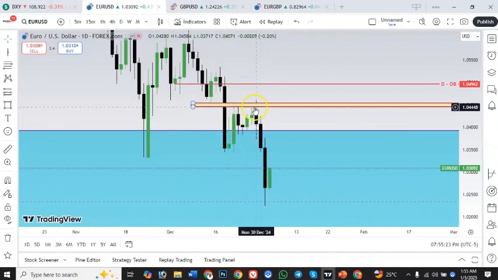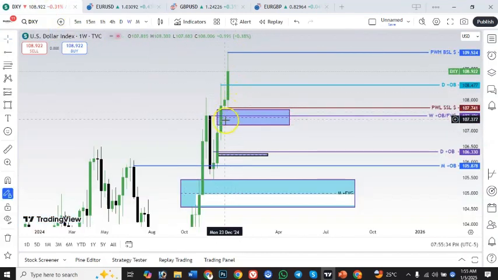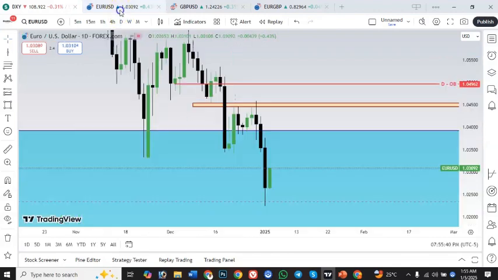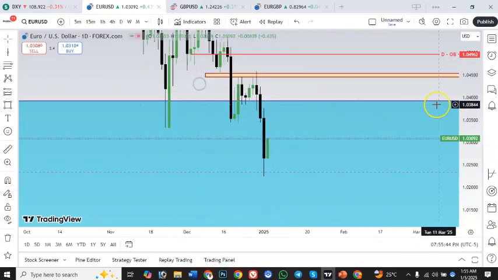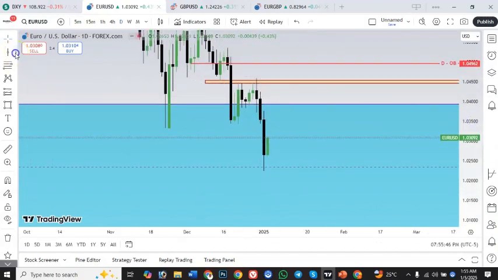Look at the weekly fair value gap right here. So now what I'm looking to see is I will be watching them here. I'll be watching EU right here. I'll be watching DXY. The moment DXY is trading here, that is when I will go close to the chart. Then I will see where EU is trading, right? So this is this candle right here. This one.